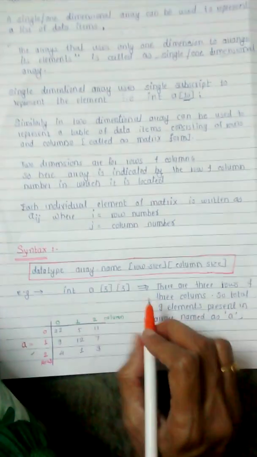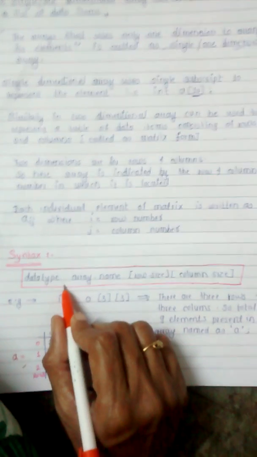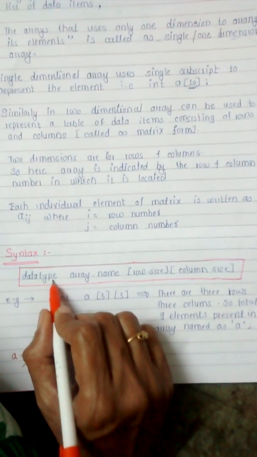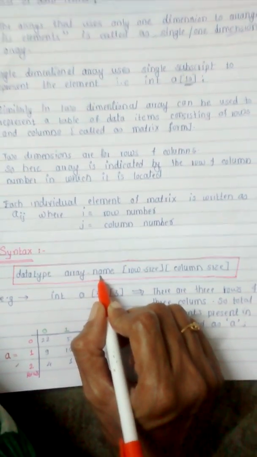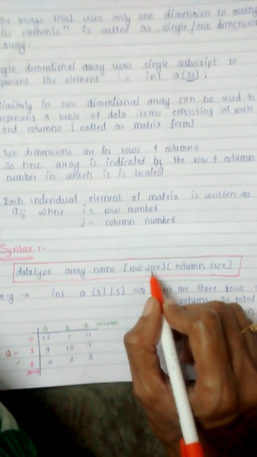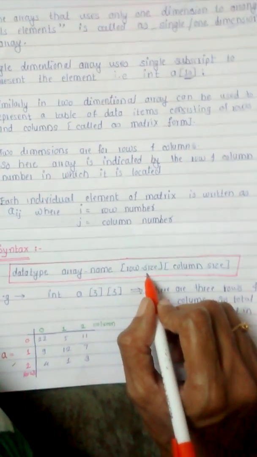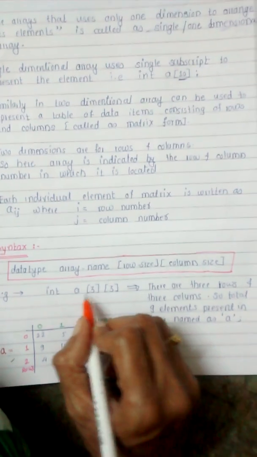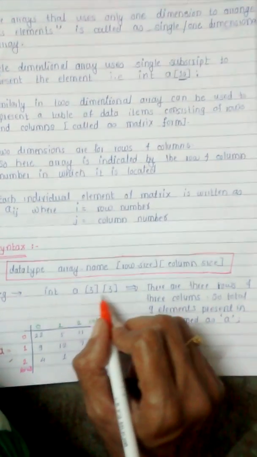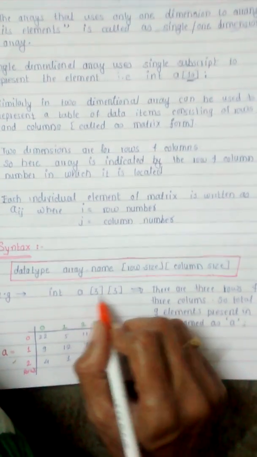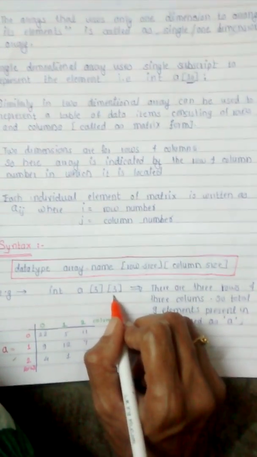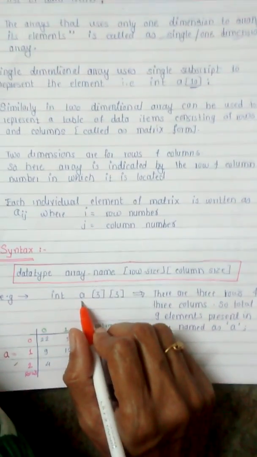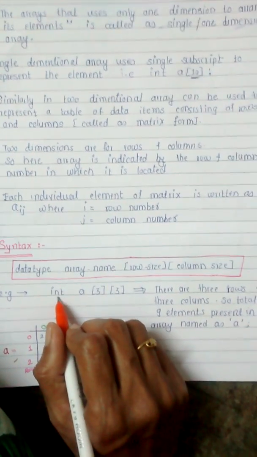The syntax for declaring the two-dimensional array is similar to that of the single-dimensional one. Firstly, we write down a data type, followed by the array name. As this is a two-dimensional array, two subscripts are required, one for the row size and another for the column size. For example, integer a of 3 by 3. Here it will consist of 3 rows and 3 columns. Hence, 3 into 3, total 9 elements are grouped with the array name A, whose data type is integer.